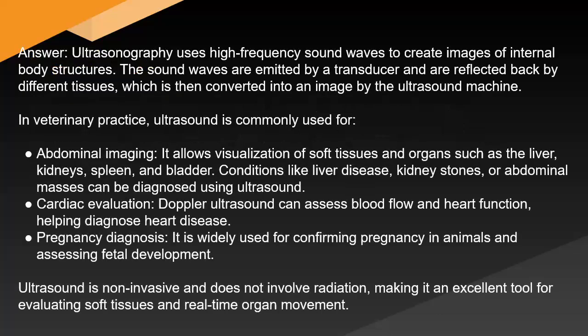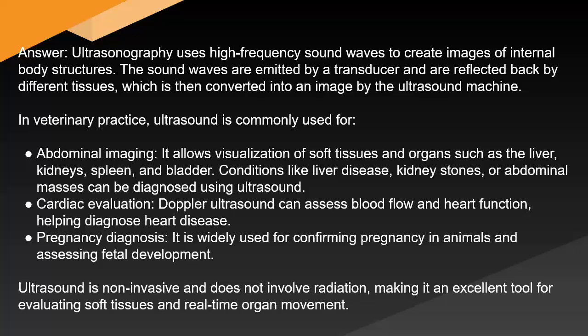Answer: ultrasonography uses high-frequency sound waves to create images of internal body structures. The sound waves are emitted by a transducer and are reflected back by different tissues, which is then converted into an image by the ultrasound machine. In veterinary practice, ultrasound is commonly used for abdominal imaging. It allows visualization of soft tissues and organs such as the liver, kidneys, spleen, and bladder. Conditions like liver disease, kidney stones, or abdominal masses can be diagnosed using ultrasound.